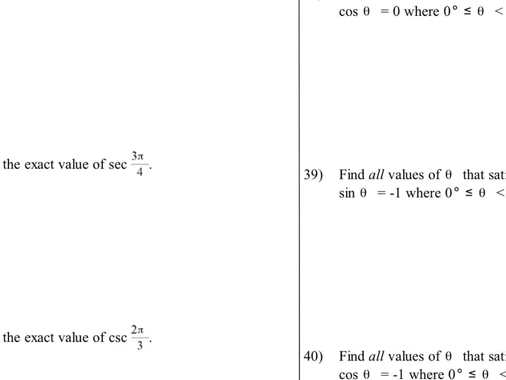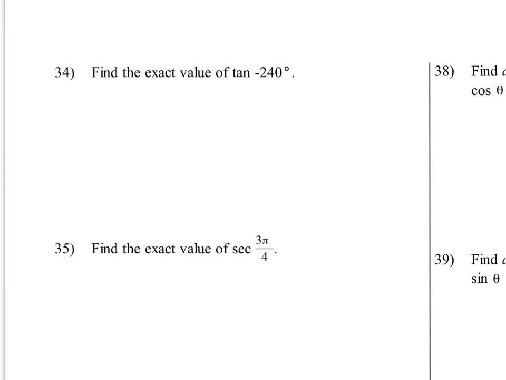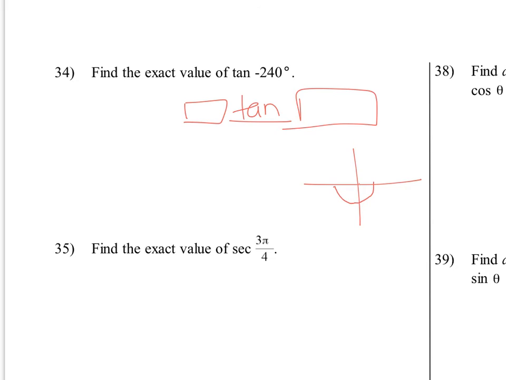Okay, exact value of tangent, negative 240. For exact value, we have to do the box, line, box thing. So it's tangent. Negative 240, we want an angle. Negative 240 would be here. 180, 270 would all be up here. So 240 is in quadrant 2. Tangent is positive, negative, positive, negative. So it's negative in quadrant 2.